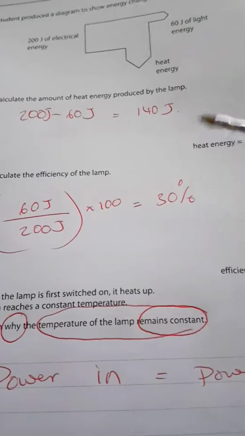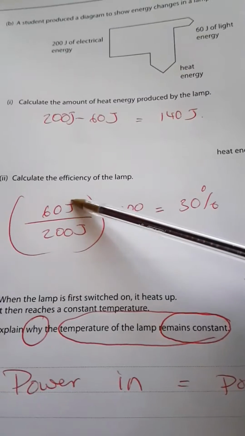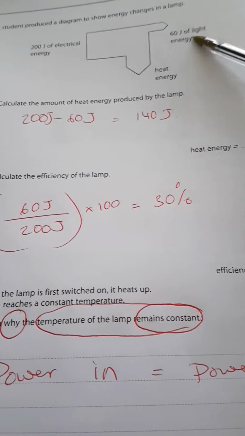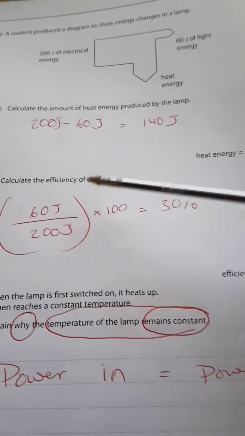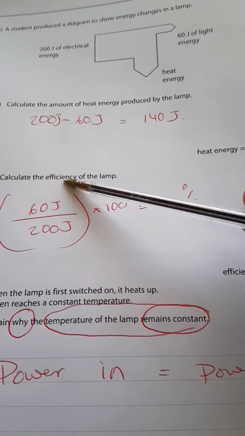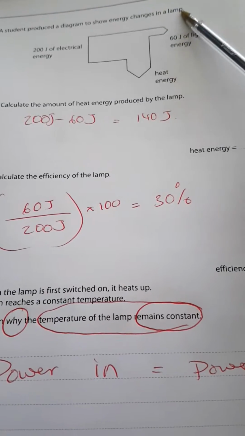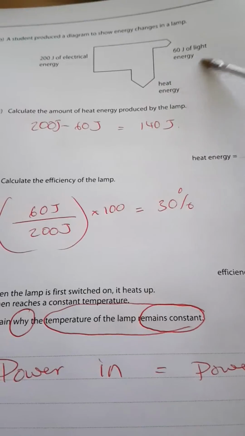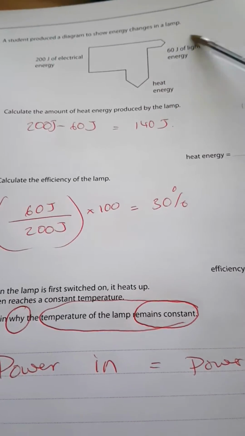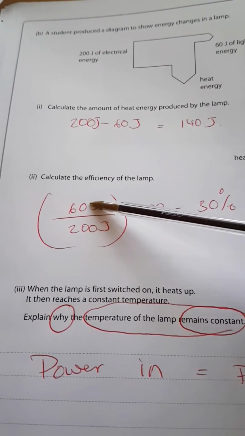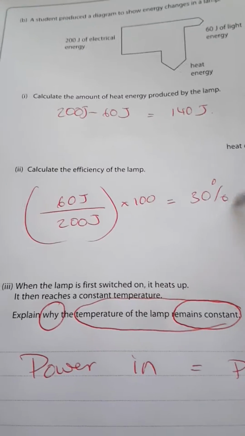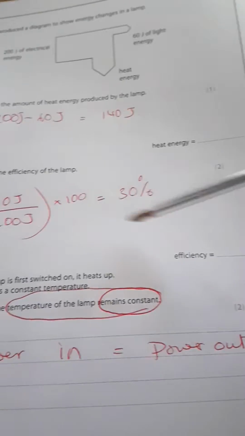Calculate the efficiency of the lamp. So efficiency is small number divided by big number. But which small number do we use? Do we use 60 or do we use 140? Well, it wants you to work out how efficient this lamp is. So the lamp, the good energy, the useful energy, the efficient energy is the light. So because this is the useful and efficient energy, we're going to do 60, the good energy, the one that we need, divided by the total energy to begin with, and then multiply that by 100, and it'll give you 30%.